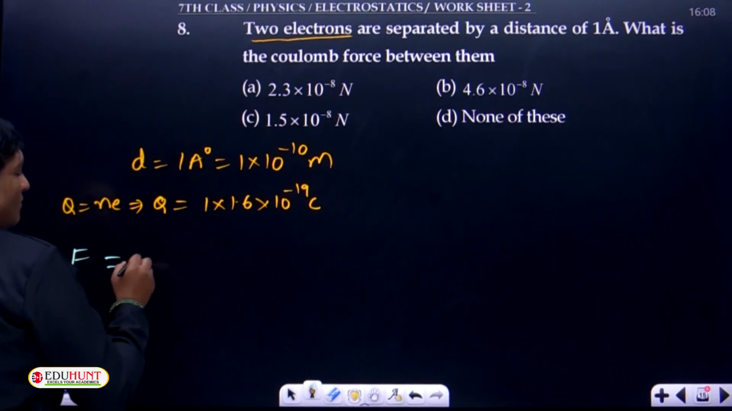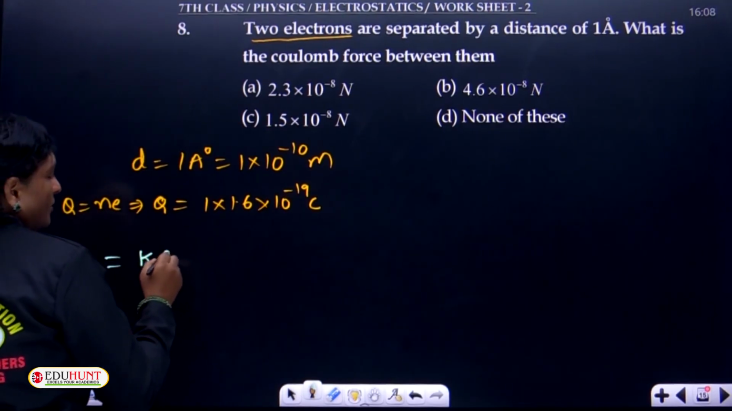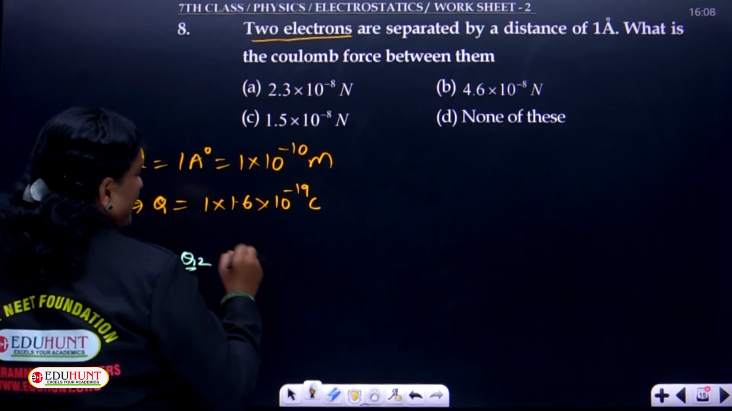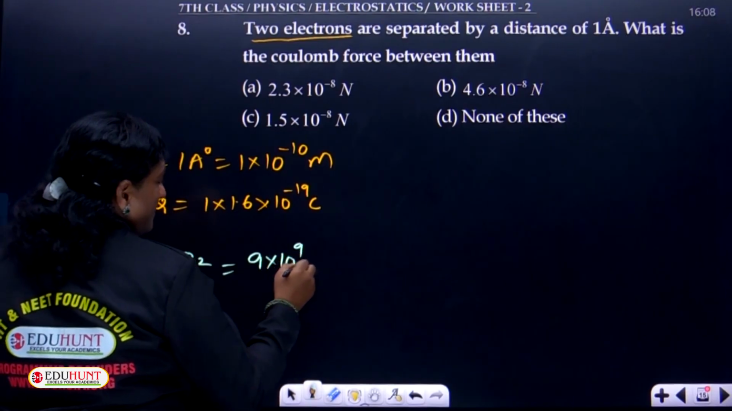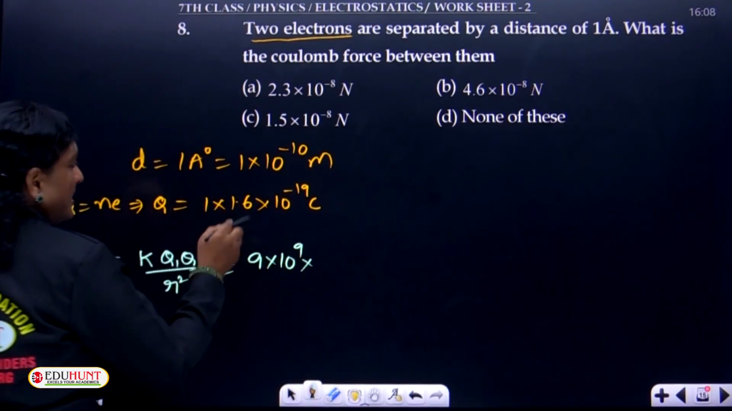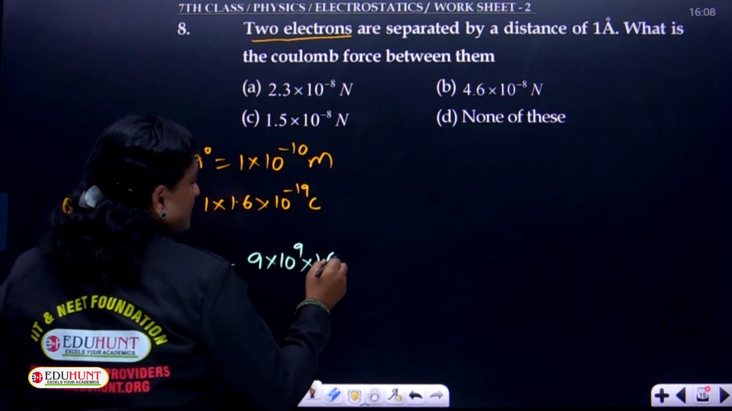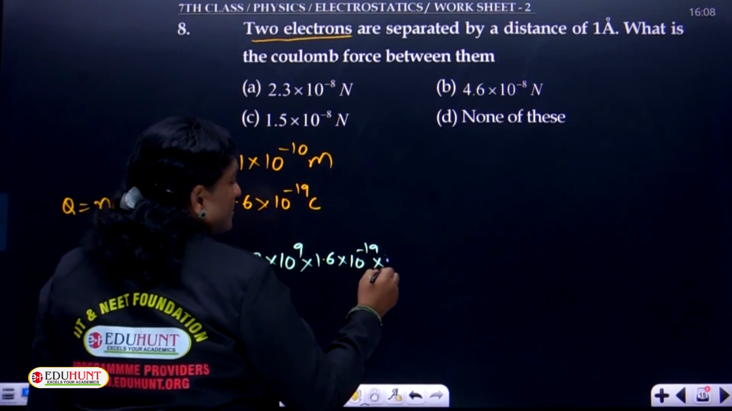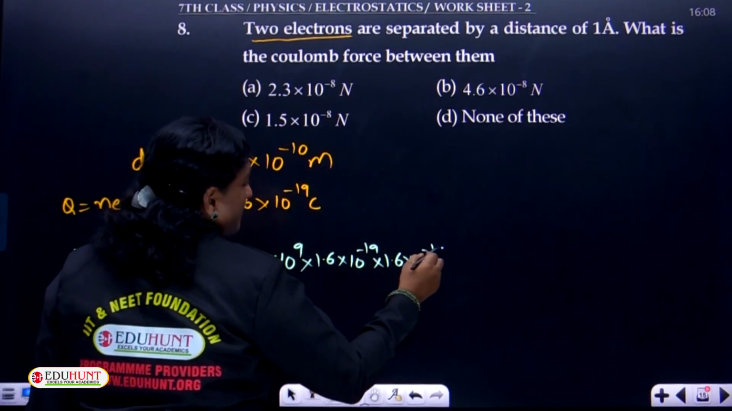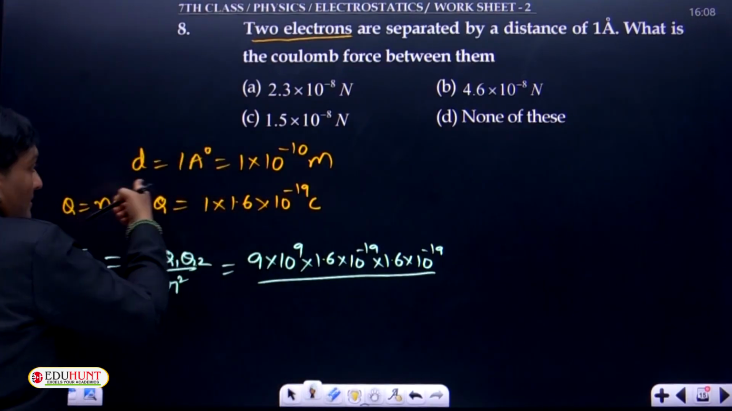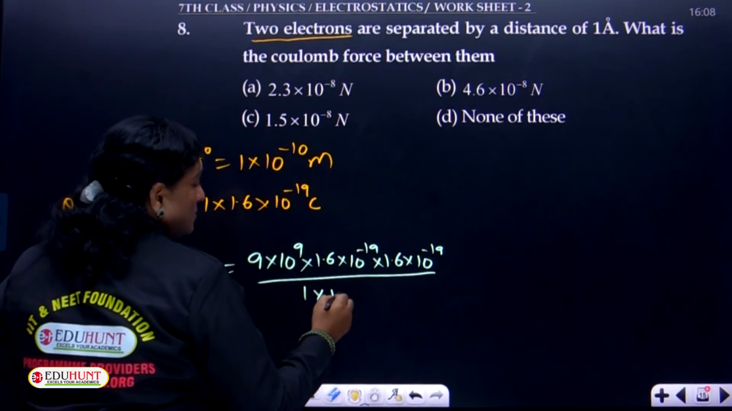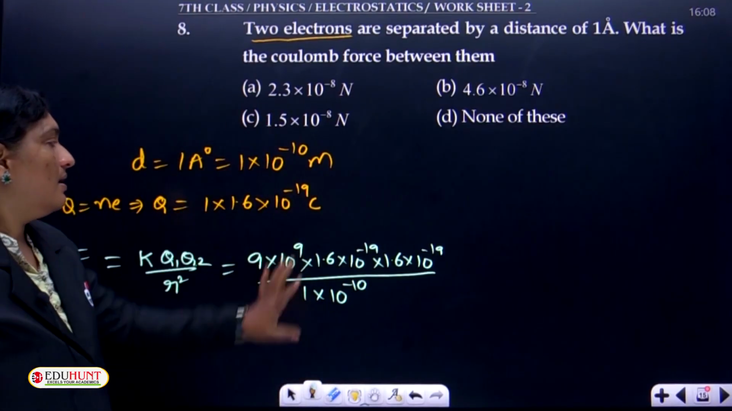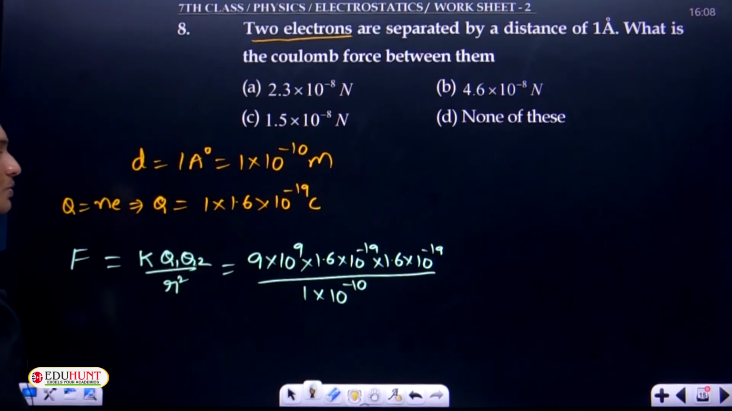The formula for force is K times Q1 Q2 by R square. The value of K is 9 into 10 power 9. The value of Q1, the first electron, equals 1.6 into 10 power minus 19. Q2, the second electron, is also 1.6 into 10 power minus 19, whole upon the distance of separation, which is 1 into 10 power minus 10 meters. If you simplify this properly, you will get the force acting between the 2 electrons.